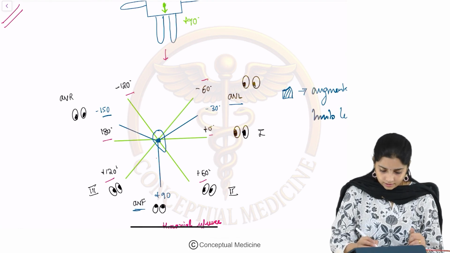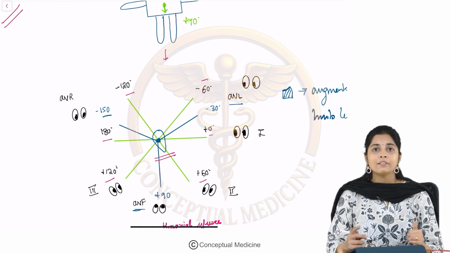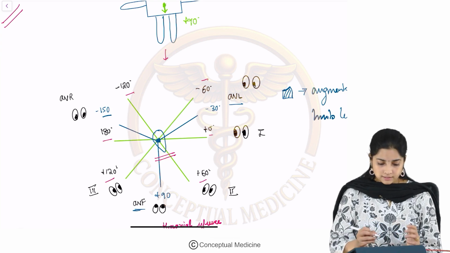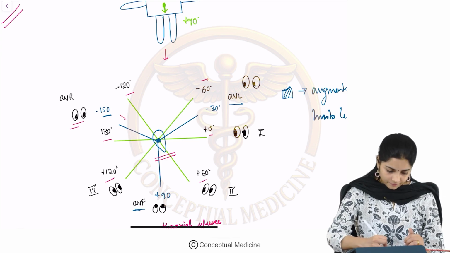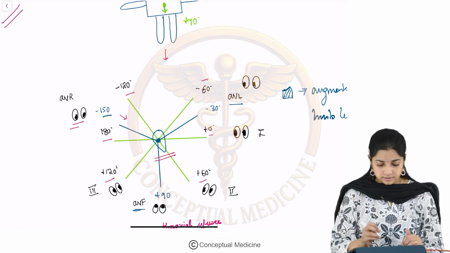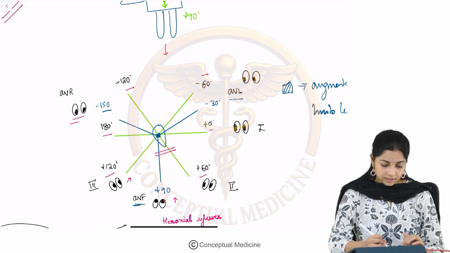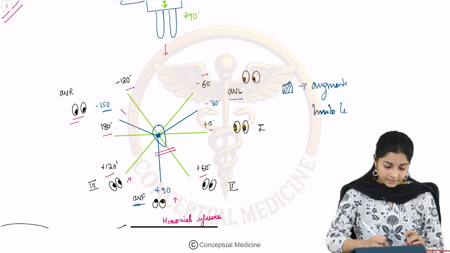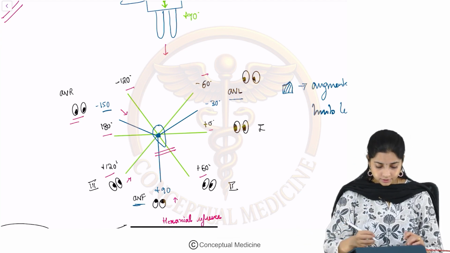So if the heart is in the center, and you connect all these leads, you can see that the AVR sees it in this way. The AVR looks at the heart in this direction. So we can see here that the AVR sees it at minus 150 degrees. So AVR is looking at the heart in this direction.